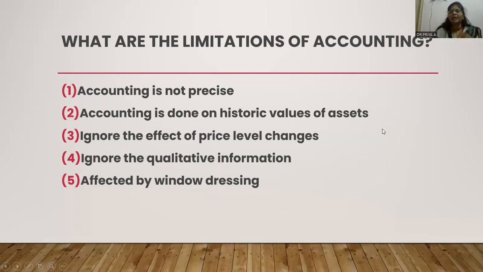Then the third one is it ignores the effect of price level changes. Accounting statements are prepared at historical cost, so the value of money is being ignored here. The next one is it ignores qualitative information. Accounting records only monetary transactions, so it ignores the qualitative aspects.